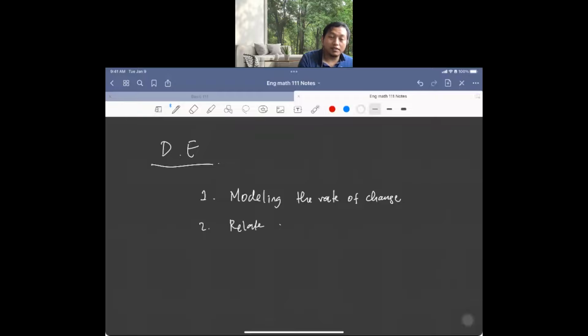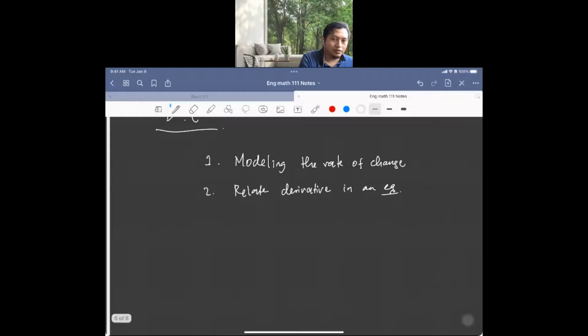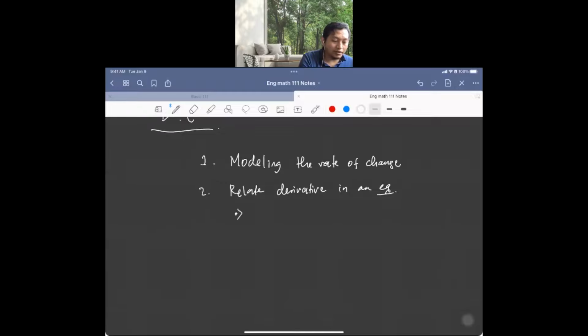We are going to relate derivatives in an equation. That's precisely the differential equation that we have discussed at the beginning, right? So derivative will represent changes.